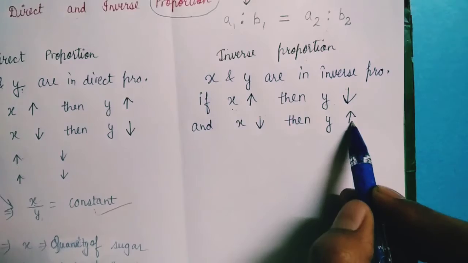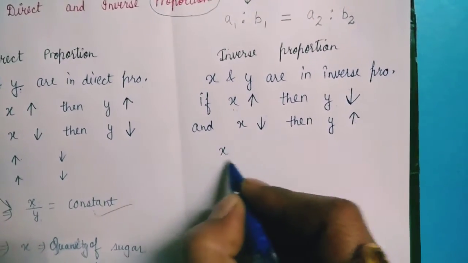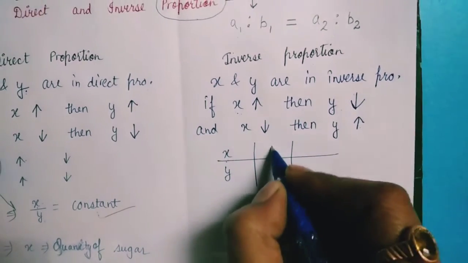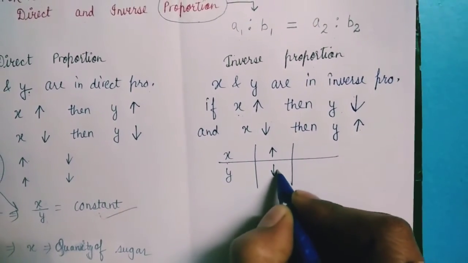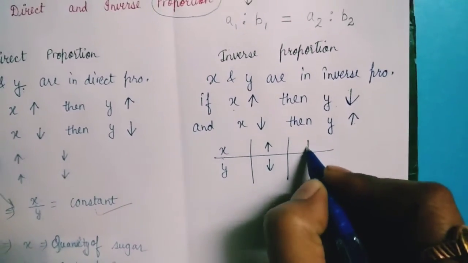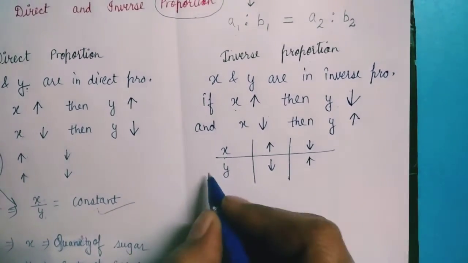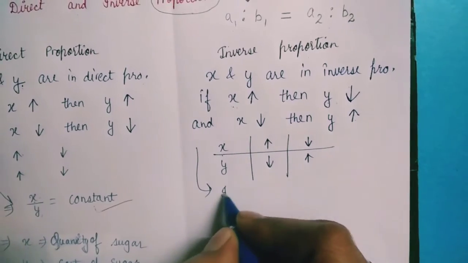Okay, so it can be taken from the table in this form. If x increases, then y will decrease. If x decreases, then y will increase. So this is the inverse form.